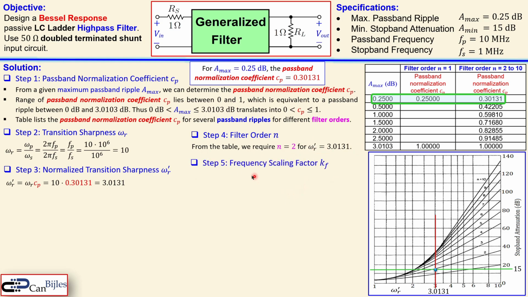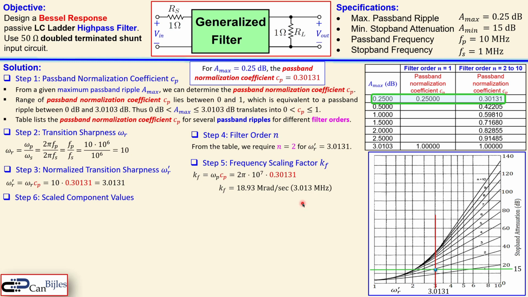Now step 5 is the frequency scaling factor Kf, which for this high pass filter is just omega p, so this fp times 2 pi times the Cp. Now we know 2 pi times 10 to the power 7, which is 10 megahertz, times this Cp, which is from the first step, and you calculate this, you get now 18.93 megaradians per second, or in hertz 3.013 megahertz. Now we have the sufficient information for the next step.